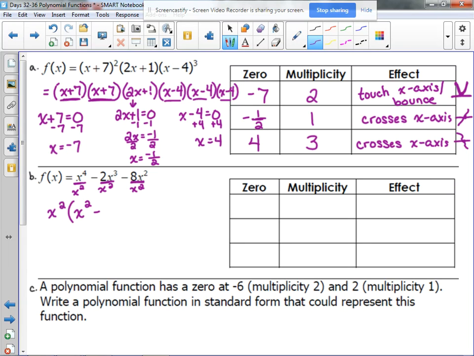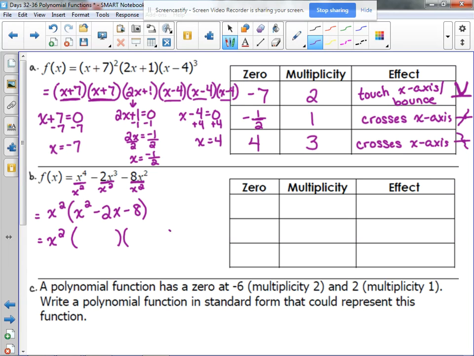Okay, the next term, minus 2x cubed divided by x squared, leaves us with just 1x to the 1st. And then we take the x squared out of that last term, so we're just left with the 8. We've got to factor that trinomial.